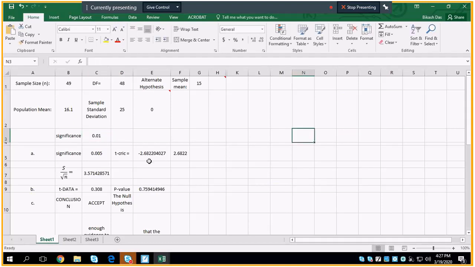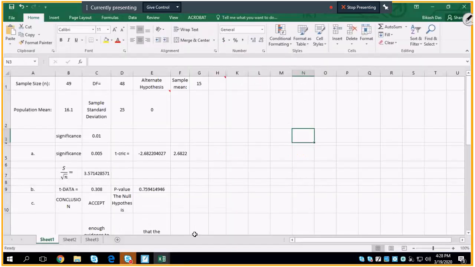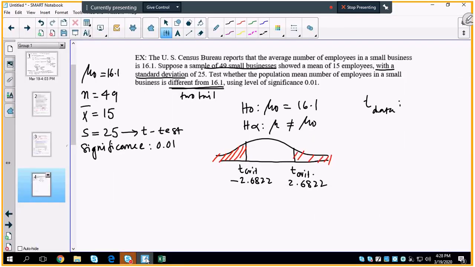So see how I get two critical numbers. I get the critical numbers negative 2.6822 and 2.6822. And then I try to find out the t data. The t data is also calculated. It is 0.308. Is it in the rejection region?